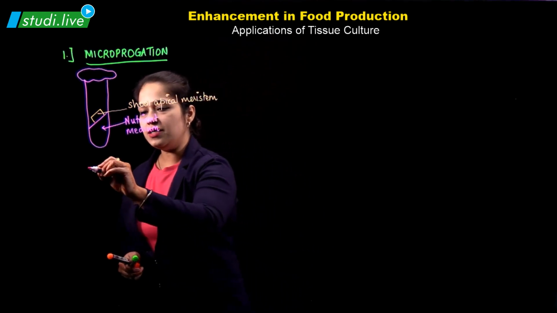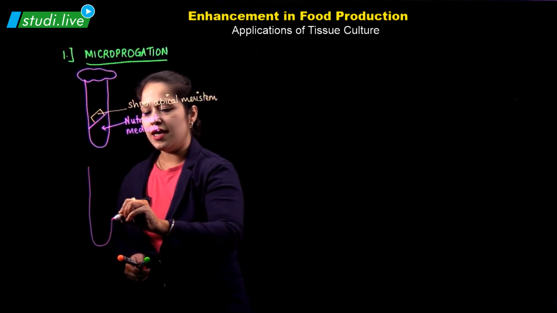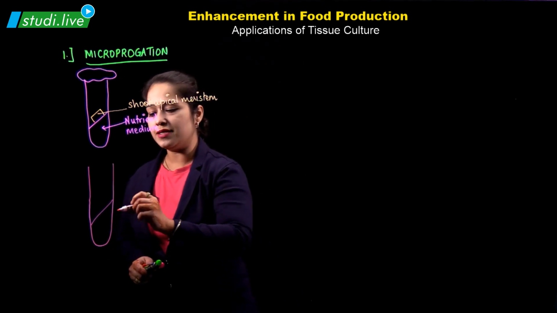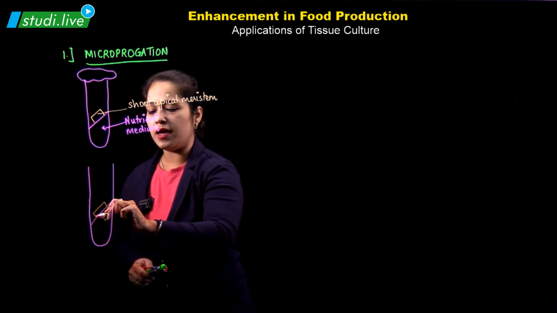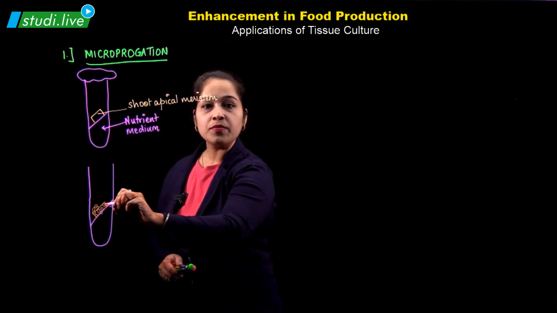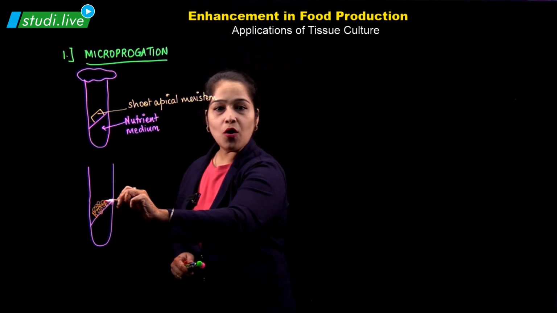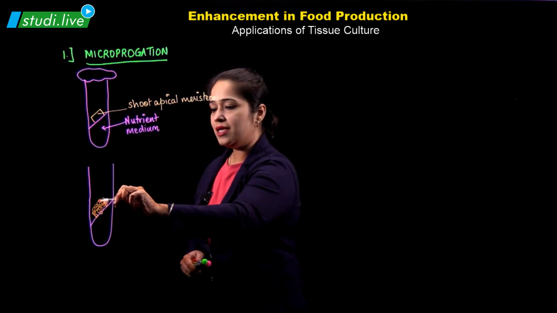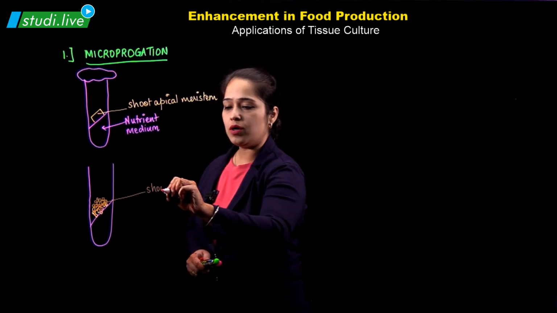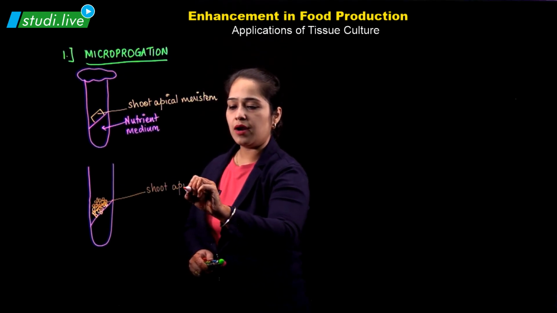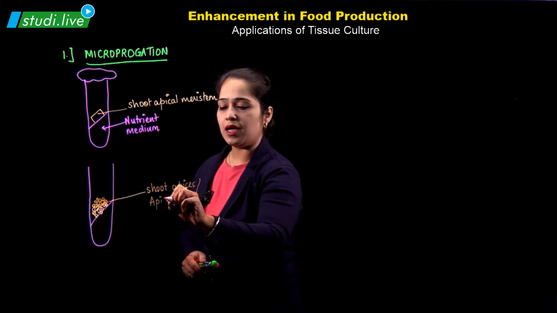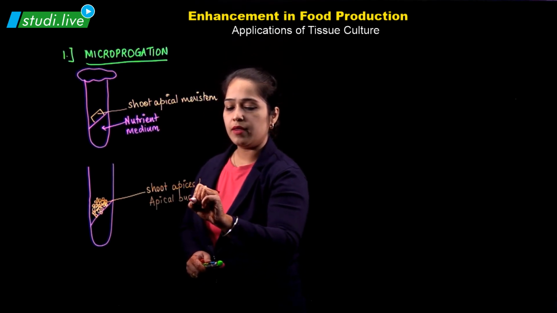After some time, we see that in this same tube, we will find many shoot apices. See, this was our shoot apical meristem. So we will see there is formation of many shoot apices or apical buds. Now these small ones, if you can see, are called shoot apices, or apical buds.